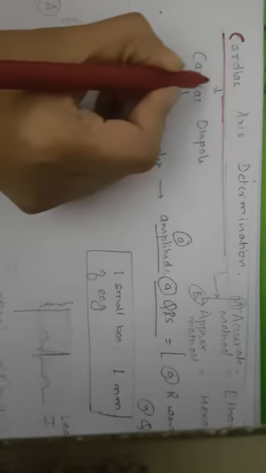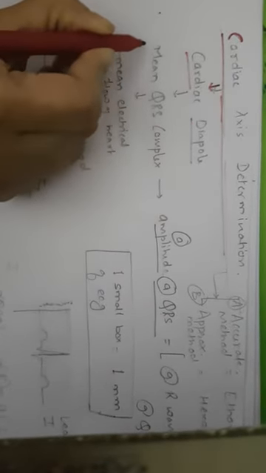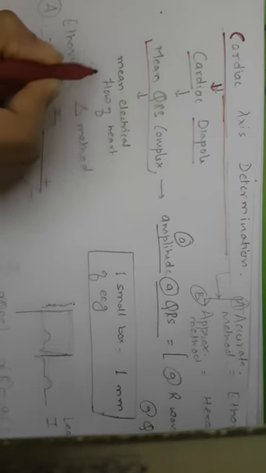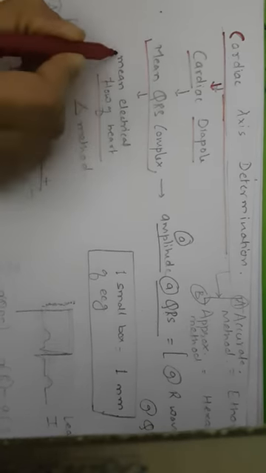Today I'm going to teach you how to find out a cardiac axis. So this is cardiac axis determination. Now what is cardiac axis? It is nothing but cardiac dipole. What is cardiac dipole? That is a mean QRS complex, the electrical activity which is flowing in the heart.